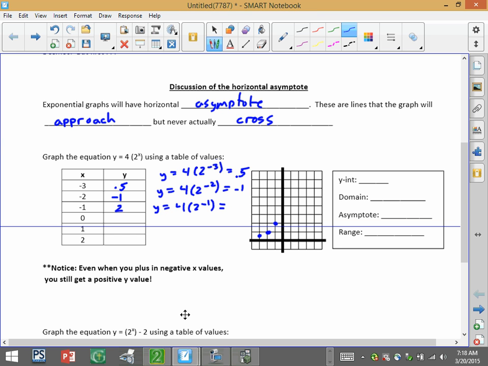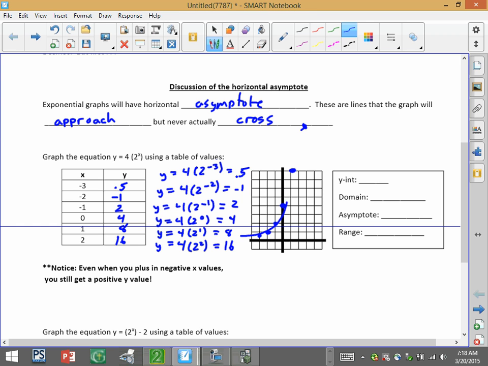Let's plug in 0. Y equals 4 times 2 to the 0. I know 2 to the 0 is 1, and 1 times 4 is 4, so we have the point 0, 4. We'll plug in 1. 4 times 2 to the first. Well, 2 to the first is 2, times 4 is 8. So we have the point 1, 8. And then finally, y equals 4 times 2 squared. 2 squared is 4, 4 times 4 is 16. So the point 2, 16 is probably something way up here.